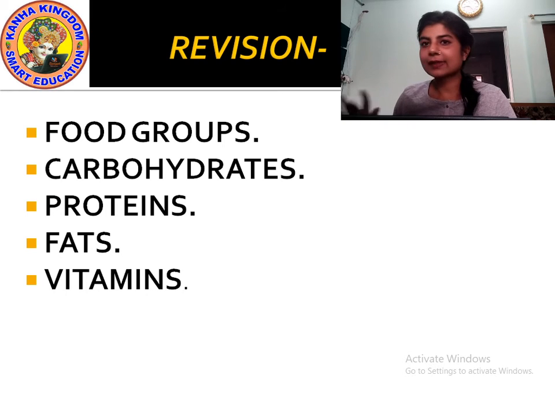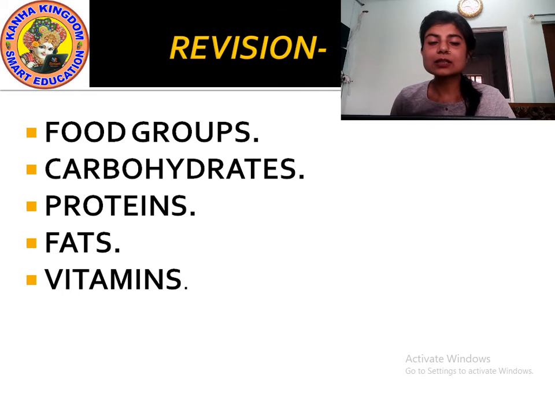And then what is fat? Fat is also a form of carbohydrate that gives us more energy than the food that is rich in carbohydrates. These fats in our body keep our body warm.